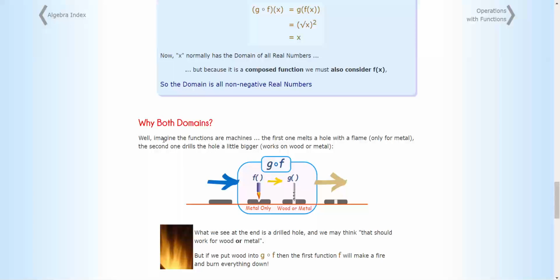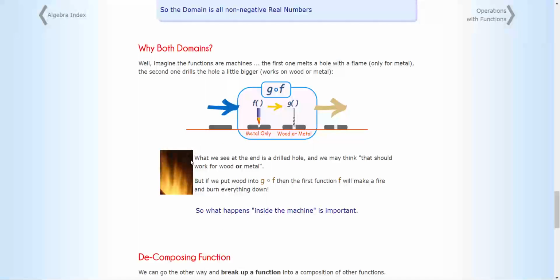This is really important, and it's a nice example. Assuming you have the composition of G and F, for the first function, f of x, suppose it uses metal only, and the other one uses wood. When you apply fire, it might burn it. So you'll only be using metal throughout the whole set. Wood wouldn't be used here because it was not supplied early on.